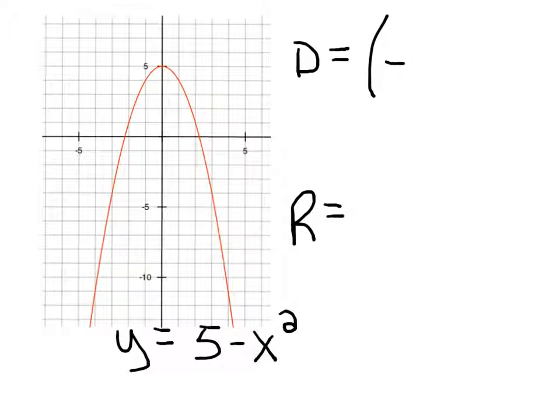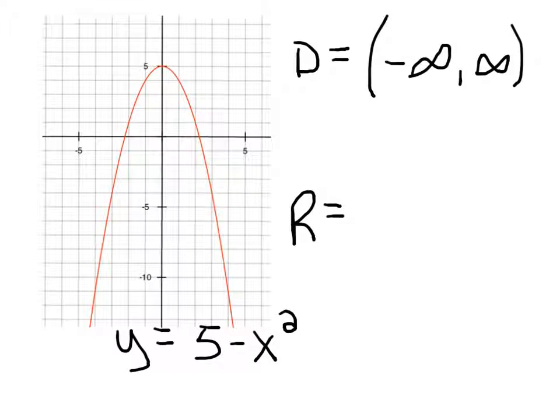The domain on this graph goes from negative infinity to positive infinity. You can tell that by looking at the graph. I have a value for the function for all x values. You can also tell by looking at the equation. I can plug anything I want in for x, and I can square it and take 5 minus that number.